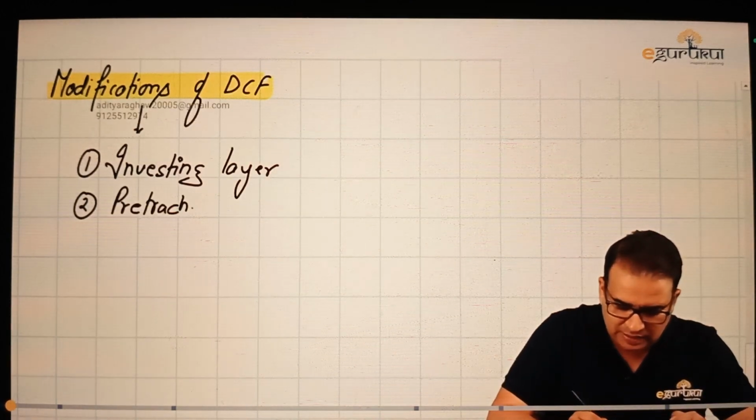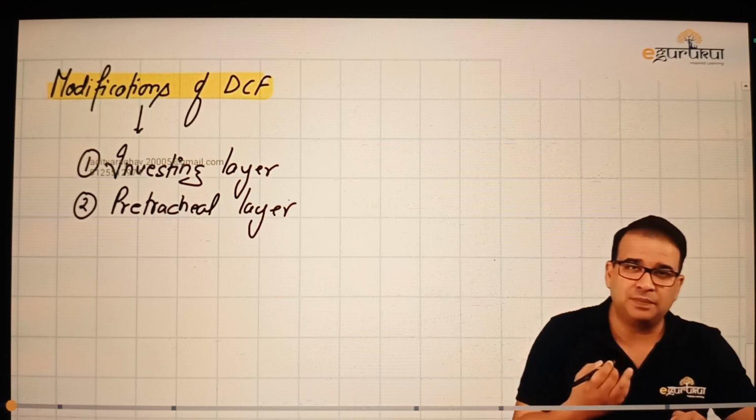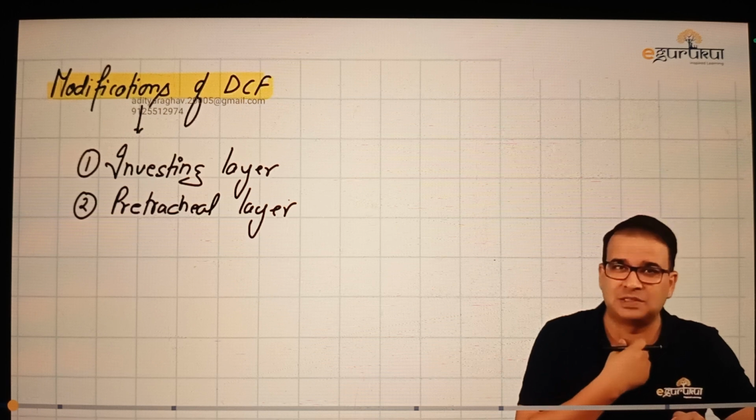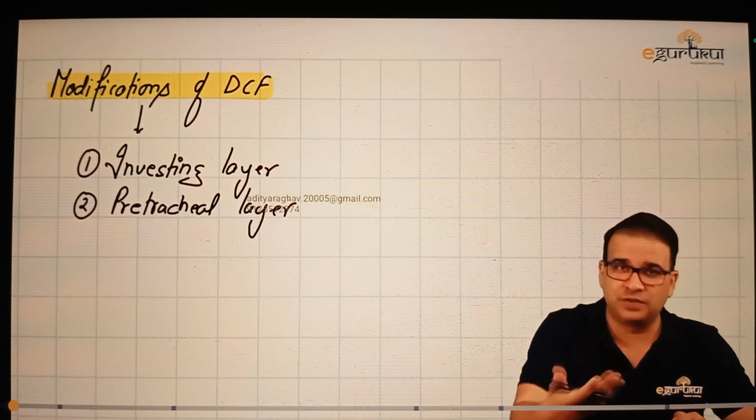Then we have the pretracheal layer. Pretracheal, again, it is present in front of the trachea. The pretracheal layer is mainly enclosing the thyroid gland. Although we have a muscular part of the pretracheal layer, which we'll discuss, that is enclosing the strap muscles also. But the major part of the pretracheal layer is enclosing the thyroid gland. It is in front of the trachea.